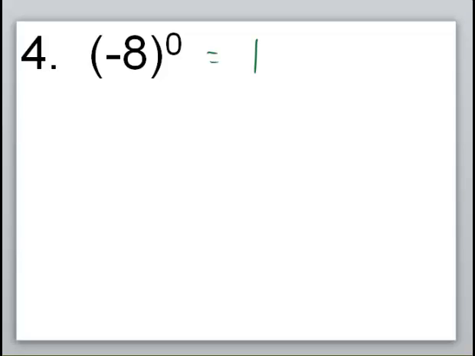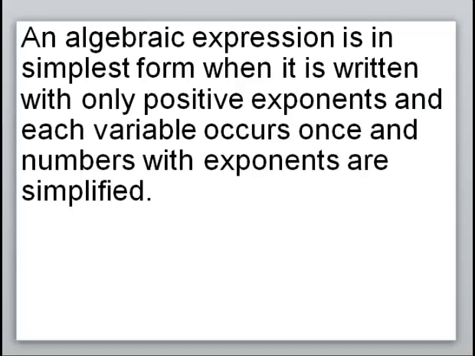Now let's look at a few more that are hard. Before we do that, let's go ahead and write this down. An algebraic expression is in simplest form, and this is what I just said. I don't want to see any negative exponents written in your final answer. So you know an expression is simplified when it has all positive exponents left in it.